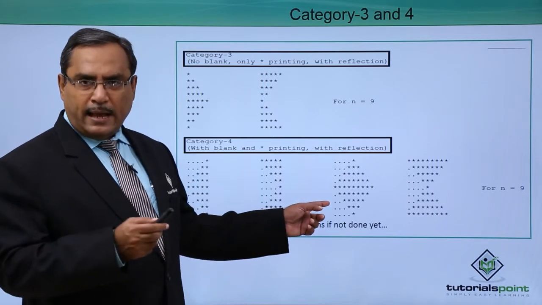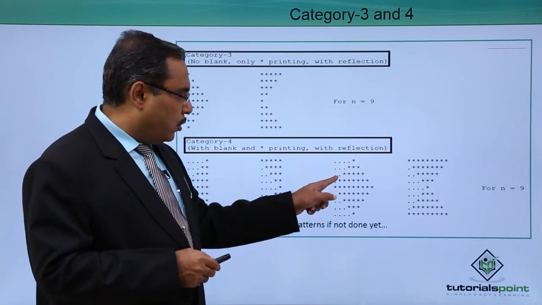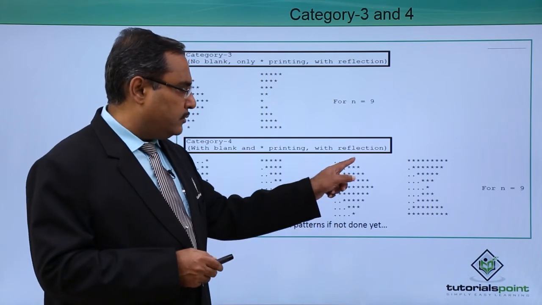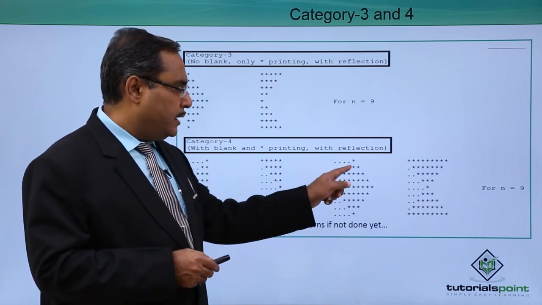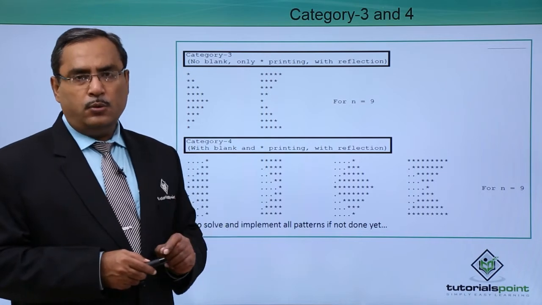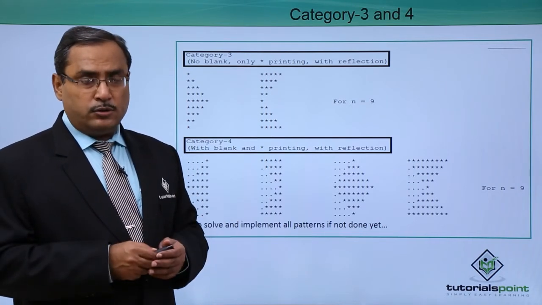So for this one you can have one variation. You can put only these outward stars, only this outer line of stars will be there, and the inside will be filled up with some blank spaces. So that pattern can also be generated.